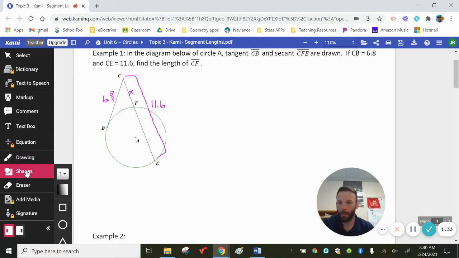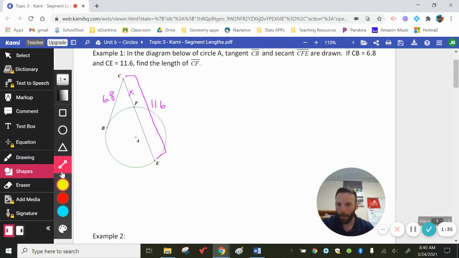I'm going to go to my shape tool and use a line tool. I'll add some black lines and draw a line to connect points that already exist, from point B to point E. Now you see, by doing that, I've made one triangle in the diagram, where I have side CB as a side of that triangle and side CE as a side of that triangle.